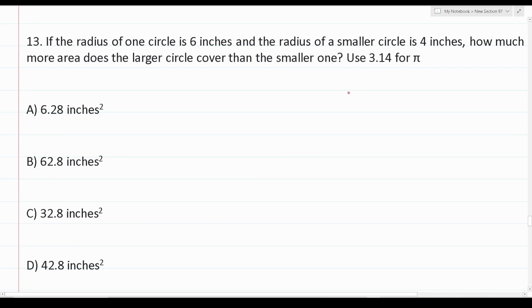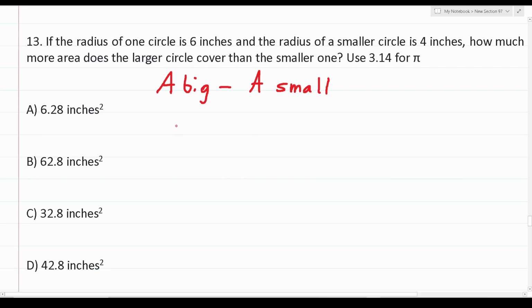All right, so number 13 says, if the radius of one circle is 6 inches and the radius of a smaller circle is 4 inches, how much more area does the larger circle cover than the smaller one? Use 3.14 for pi. All right, so this one should be pretty simple. We're simply going to take the area of the big circle, and we're going to subtract that by the area of the smaller circle. And in this case, we're dealing with two circles.